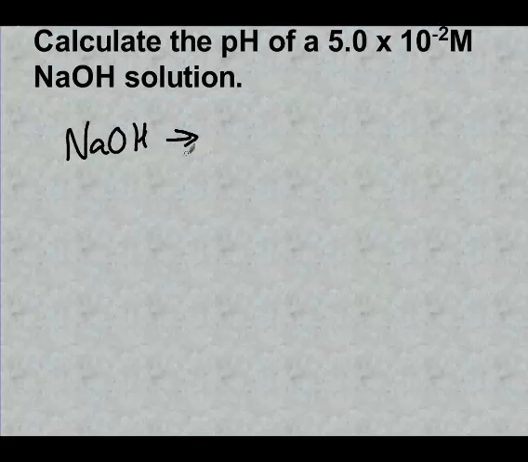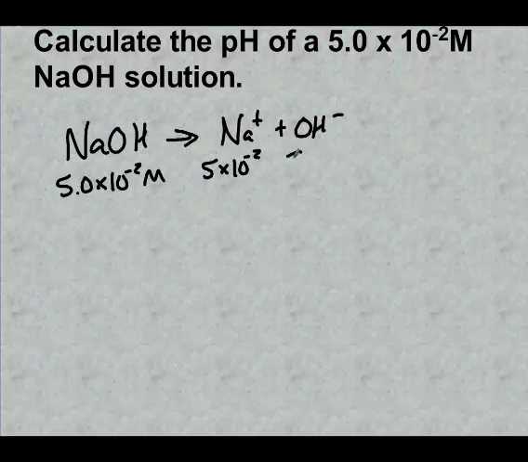NaOH is a base, and it would break apart into sodium and hydroxide ions. Since my sodium hydroxide is 5.0 times 10 to the negative second molarity, that's also going to be my concentration of sodium and my concentration of hydroxide. But if I'm calculating pH, the only one that I care about is my hydroxide ion concentration.